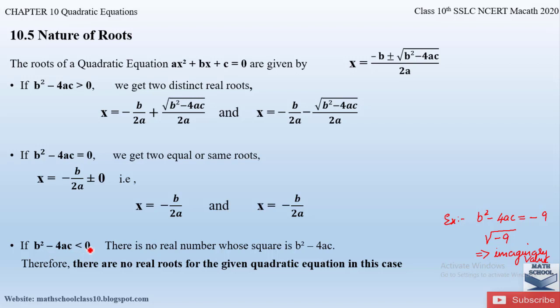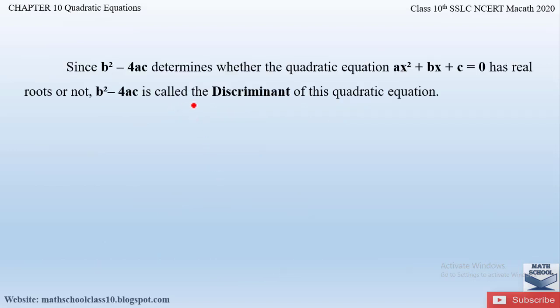When b square minus 4ac is less than 0, we will obtain no real roots for such a quadratic equation. Since the b square minus 4ac value determines whether the quadratic equation, that is ax square plus bx plus c equal to 0, has real roots or not, b square minus 4ac is called the discriminant of this quadratic equation. In the quadratic formula, x is equal to minus b plus or minus square root of b square minus 4ac divided by 2a.